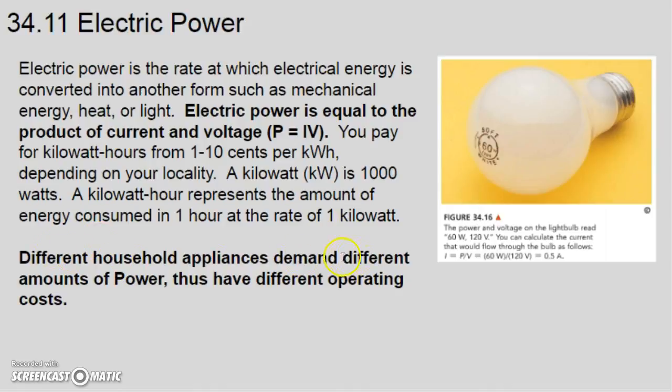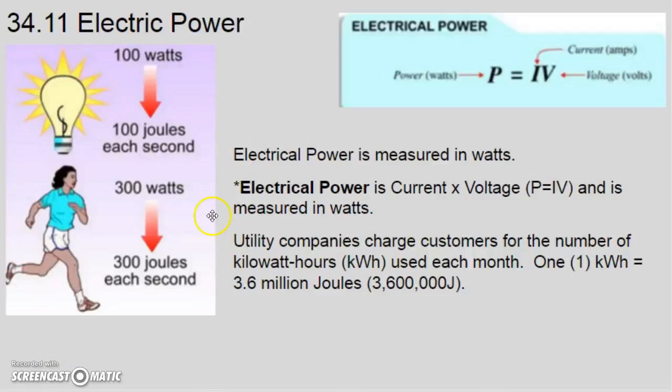Different household appliances demand different amounts of power, thus have different operating costs. When we look at electric power, we're going to measure in watts, but we're really talking about current times voltage, and that's what this equation is. P equals IV. It's measured in watts here. Utility companies charge customers for the number of kilowatt hours used each month. 1 kilowatt hour is equal to 3.6 million joules of energy.